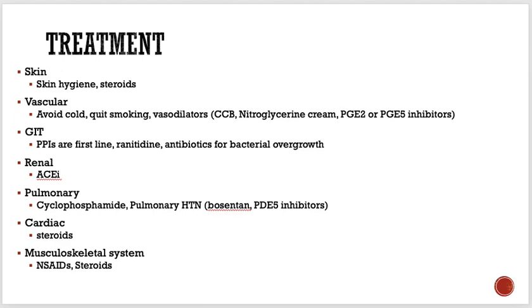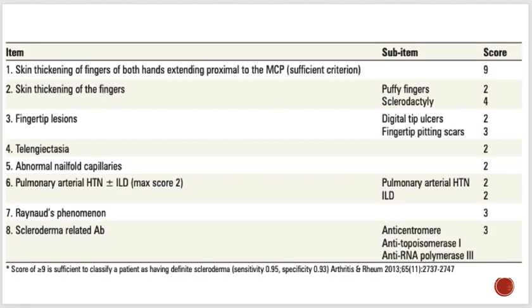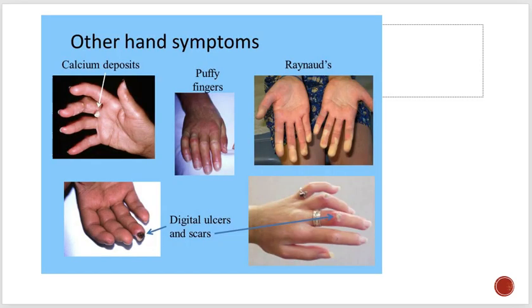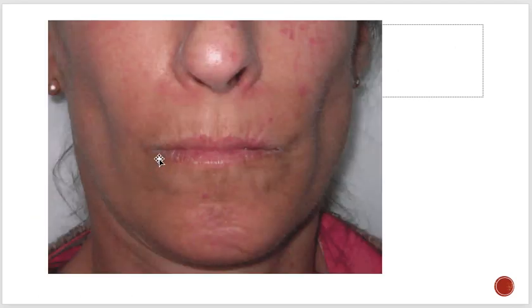And remember about CREST syndrome. Don't memorize this table. There is no point to remember it, but remember the main features which I told you: calcinosis, sclerodactyly, Raynaud's phenomenon, digital ulcers, calcium deposits, puffy fingers, beaked nose, and tightened lips with furrows, right? And telangiectasias, okay? So all these features should be remembered.